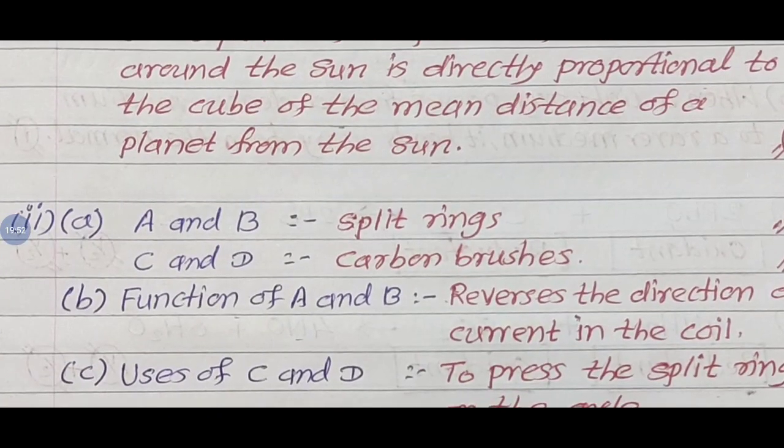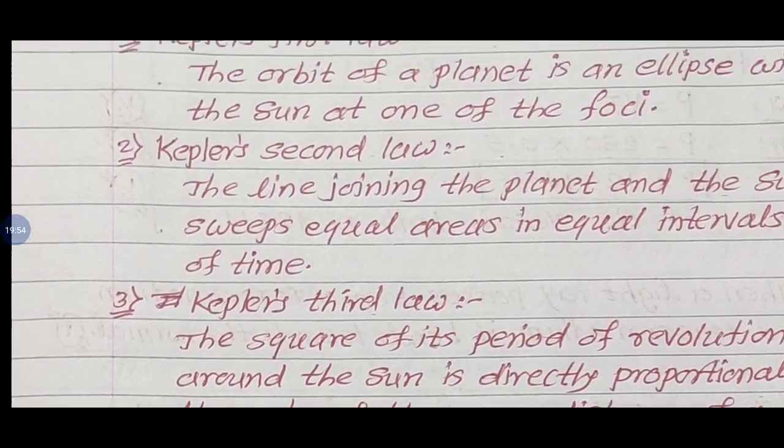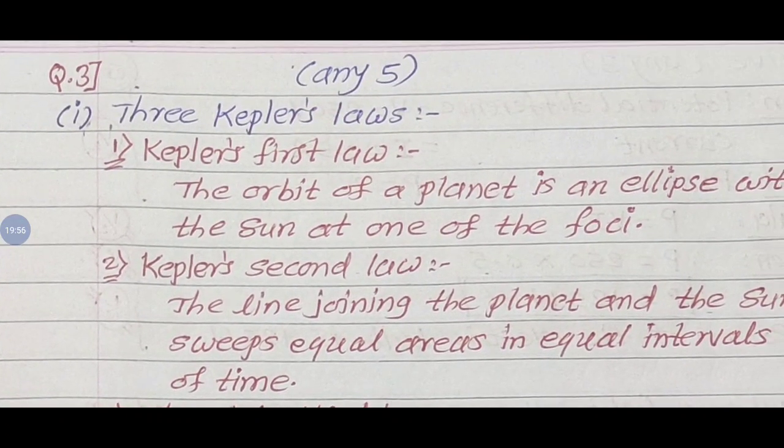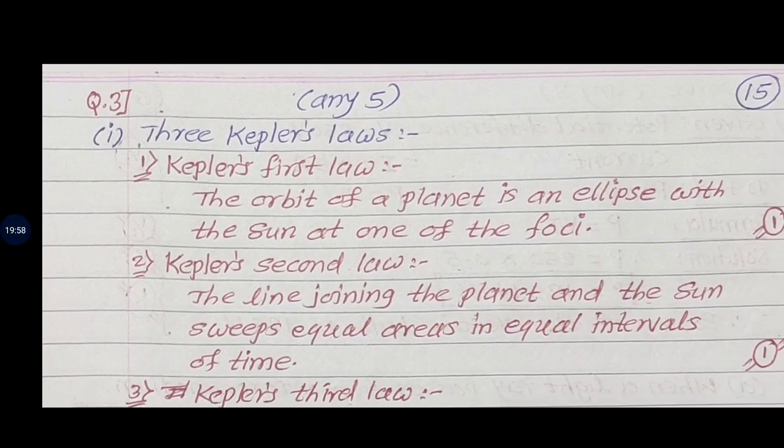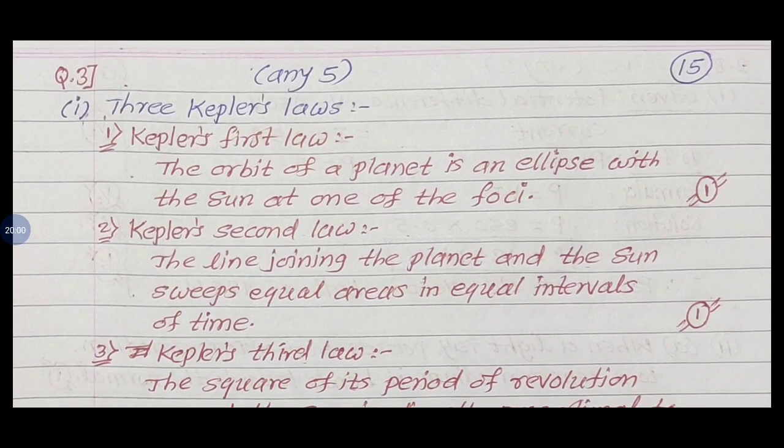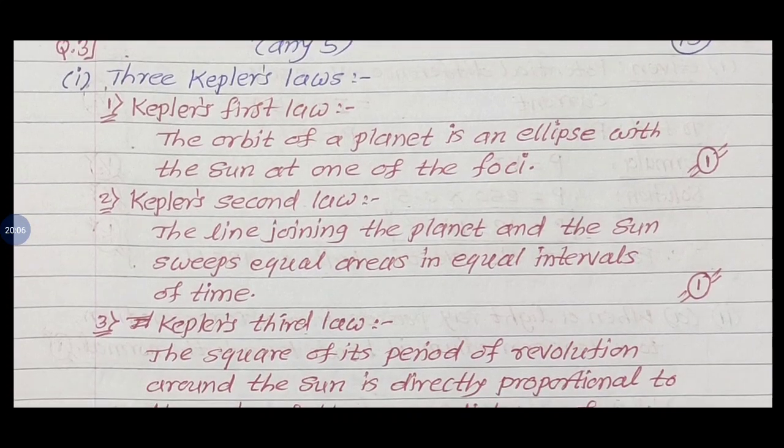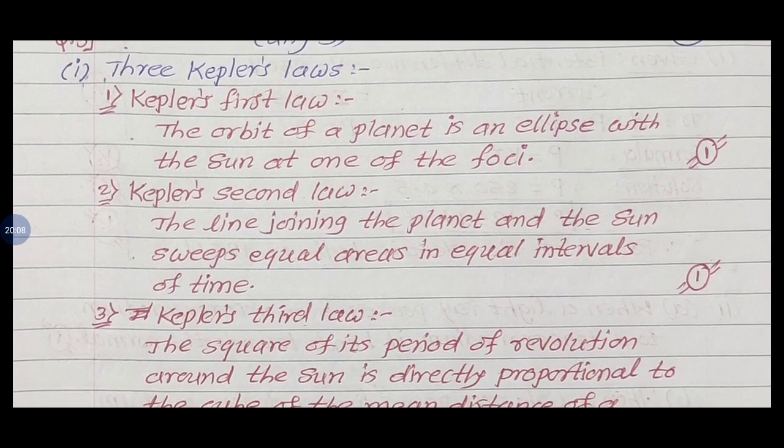Sorry, our question number 3 starts from here. Attempt any 5 options, 3 marks for each option. Now Kepler's laws. Kepler's first law: the orbit of a planet is an ellipse with the sun at one of the foci. This is the first one. You are getting 1 mark.